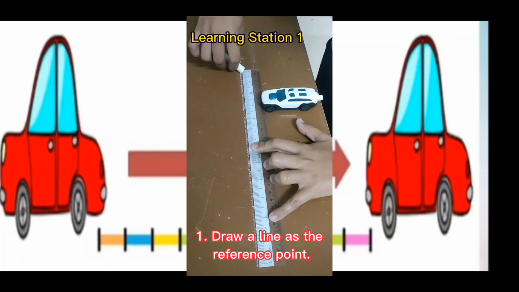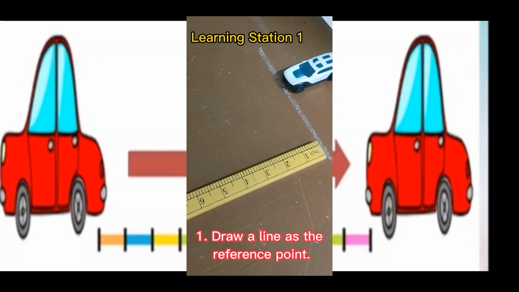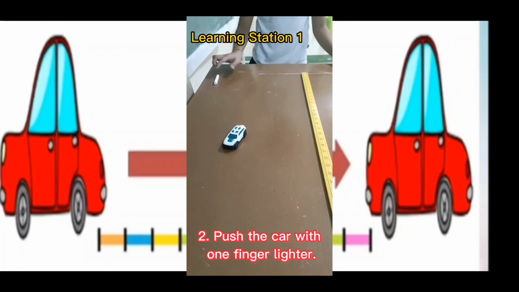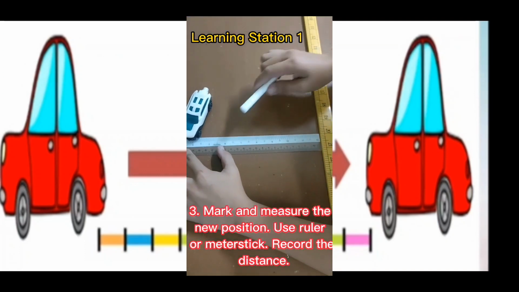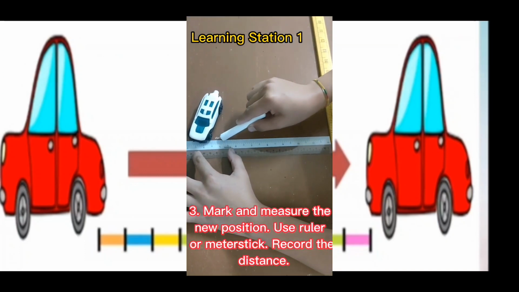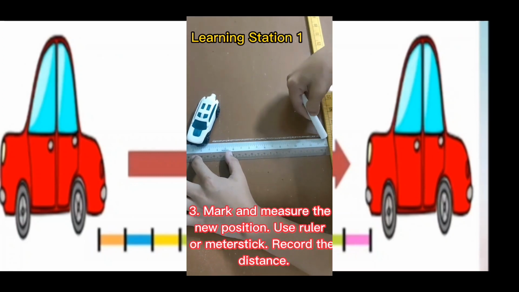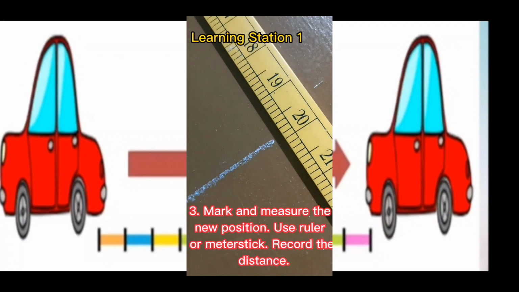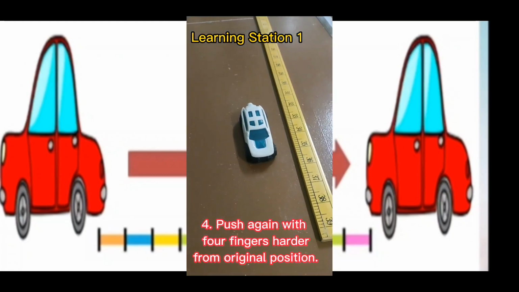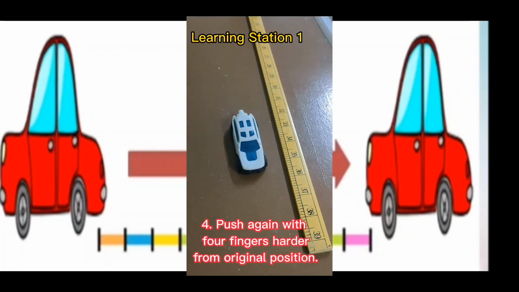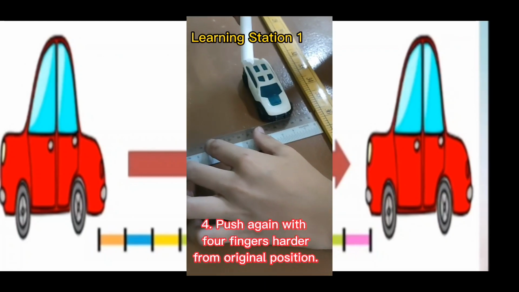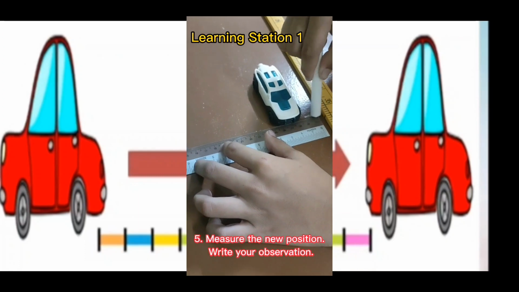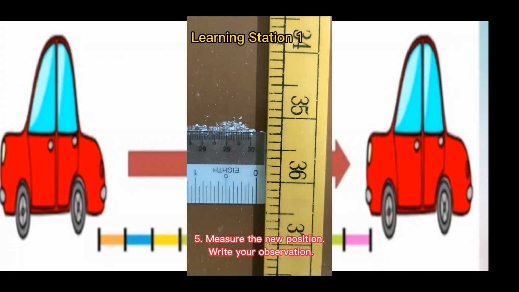Draw a line as the reference point. Push the card with one finger lighter. Mark and measure the new position. Use a ruler or meter stick. Record the distance. Push again with 4 fingers harder from the original position. Measure the new position and write your observations.